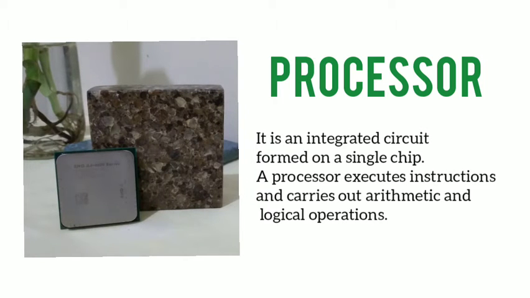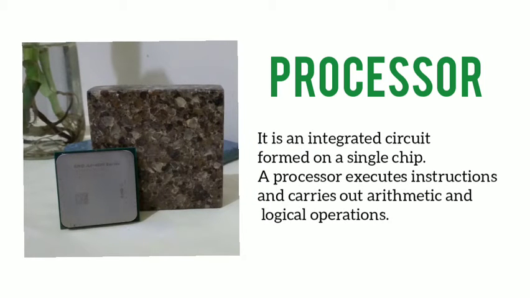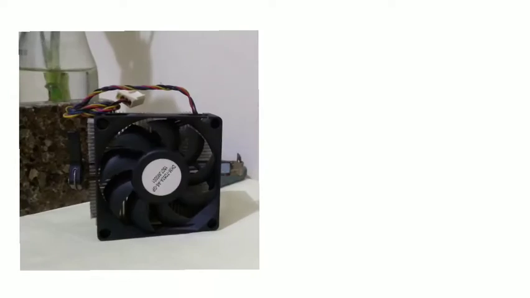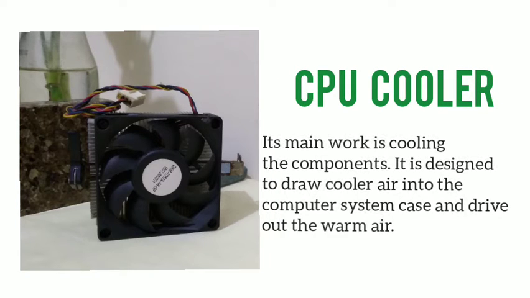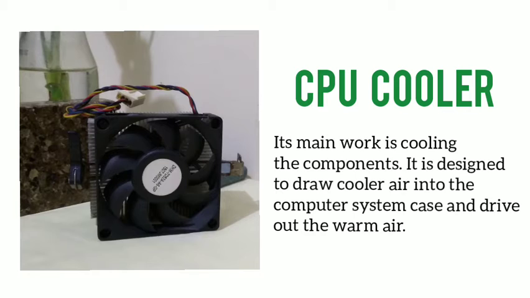First let's get to know what is a processor. It is an integrated circuit formed on a single chip. A processor executes instructions and carries out arithmetic and logical operations. Thus, it is known as the brain of the computer. The next part is a CPU cooler, also known as computer fan. Its main work is cooling the components. It is designed to draw cooler air into the computer system case and drive out the warm air.